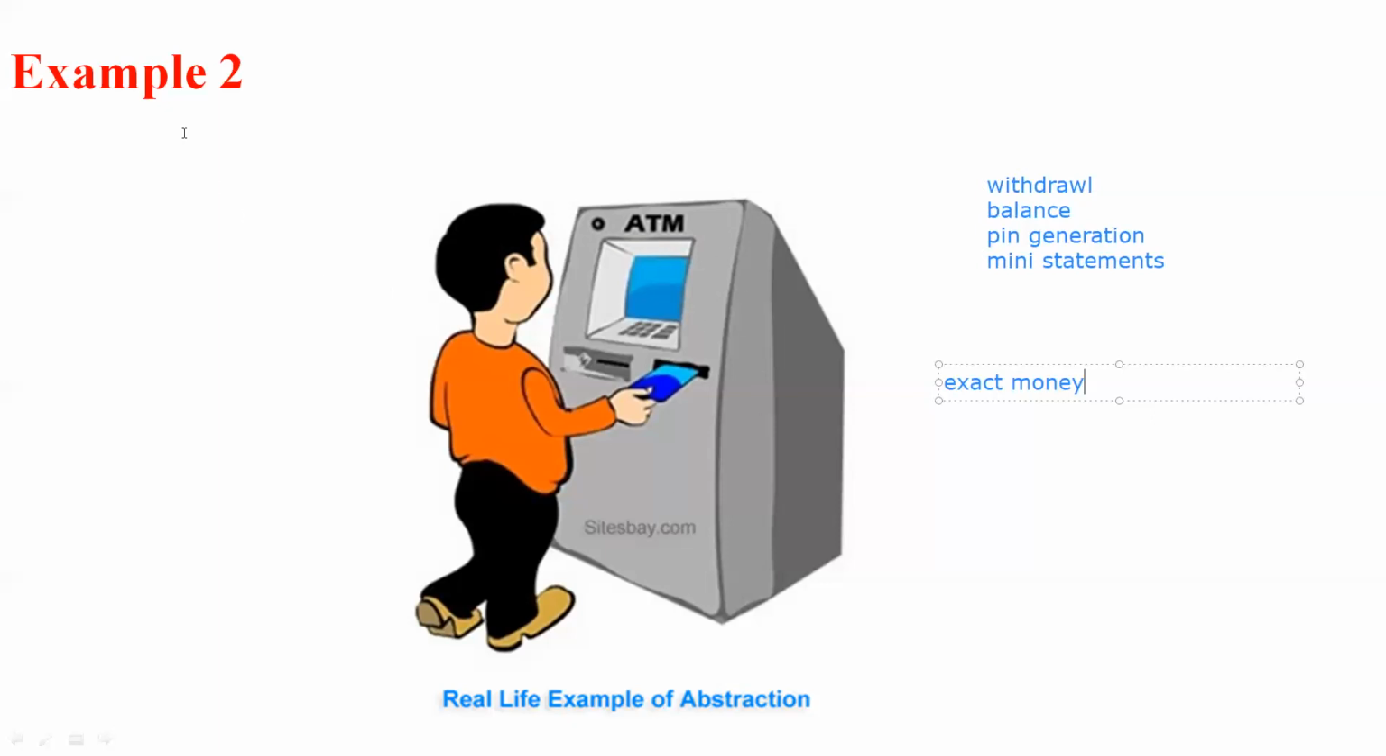So in case of abstraction, we only get to know about the withdrawal, balance, pin generation, and mini statement. We don't know any internal functionality of an ATM. So this is the real-time example of abstraction.